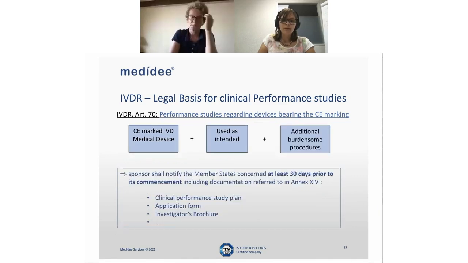Then, however, there is a next category as well. When you use a device which is CE marked, you use it as intended, but there is an additional burdensome procedure to the study participants. This type of study needs to be notified to the competent authority at least 30 days prior to starting such a study. And for this notification, you will need to provide relevant documentation, which is referred to in Annex 14 of the IVDR.